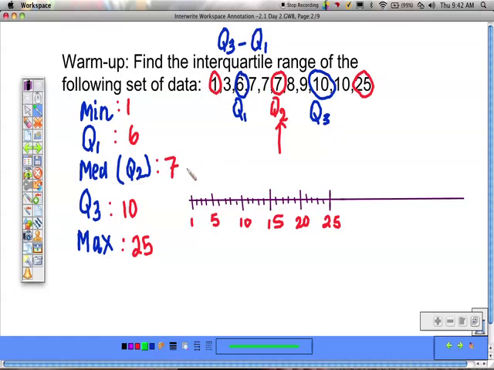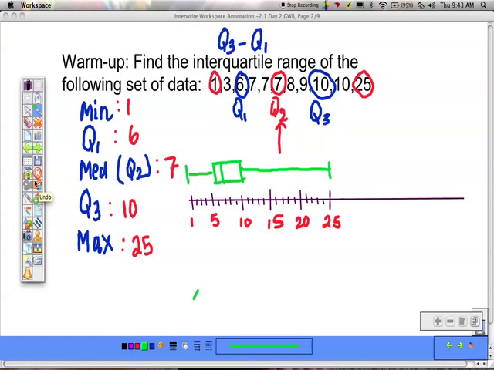So at 1, there's a line. At 6, at 7, at 10, and then at 25 are the lines. The box is formed from connecting Q1 to Q3, and then you'll connect the min and the max to your Q1 and Q3. So it's called the box plot. You might hear it as box and whiskers as well. And that's doing it by hand.